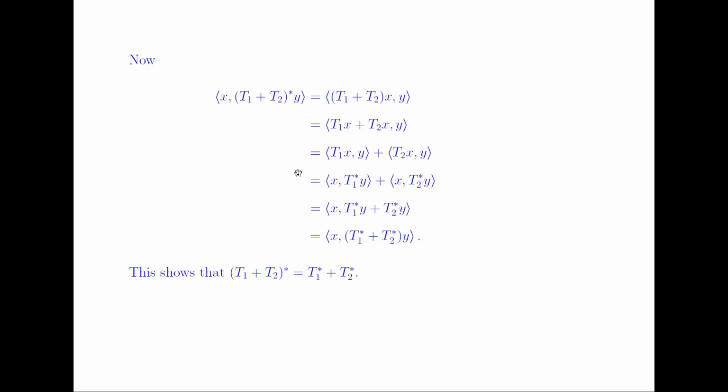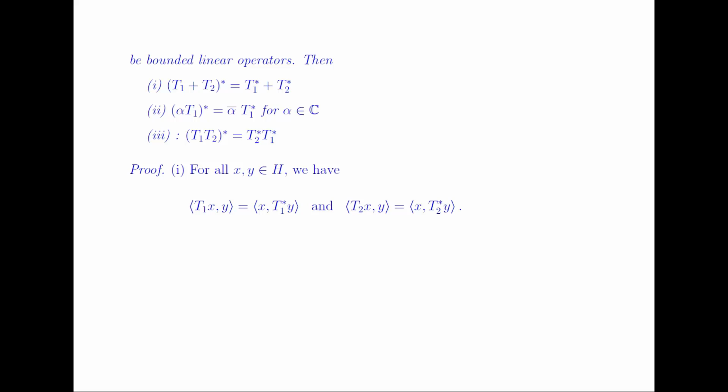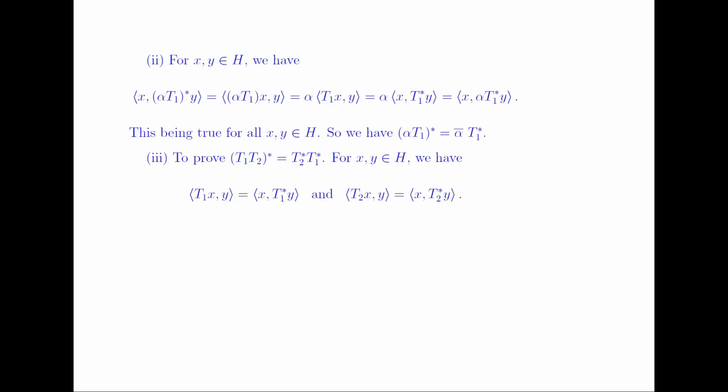And here we found that the adjoint of T1 plus T2 is equal to the adjoint of T1 plus the adjoint of T2. Now we will discuss the second part. In the second part, we have the adjoint of alpha T1 is equal to alpha conjugate times the adjoint of T1. So consider the inner product of x comma the adjoint of alpha T1 applied to y, for all x and y belonging to the Hilbert space H.